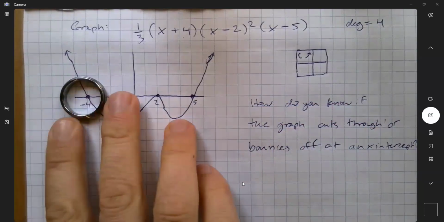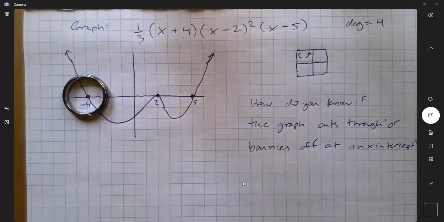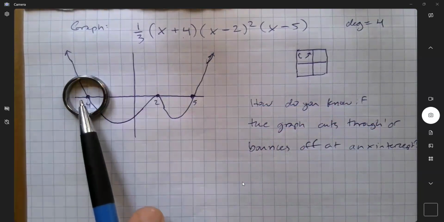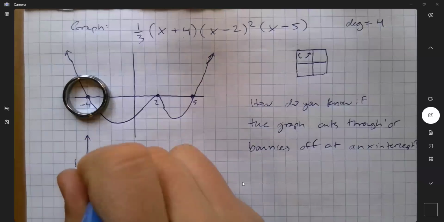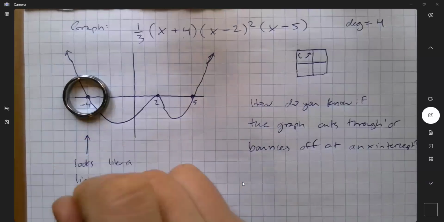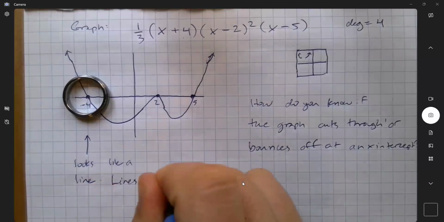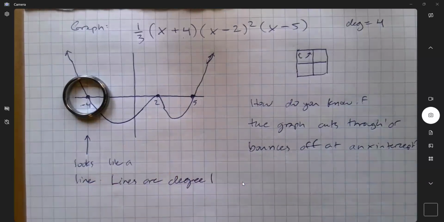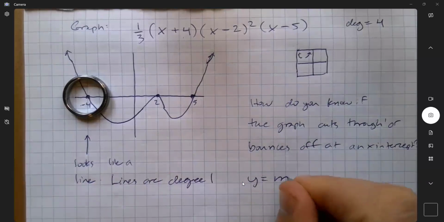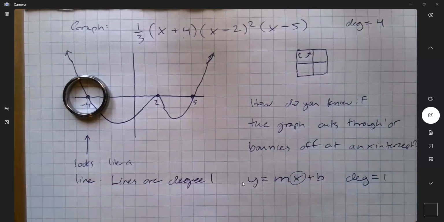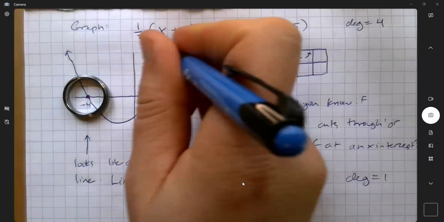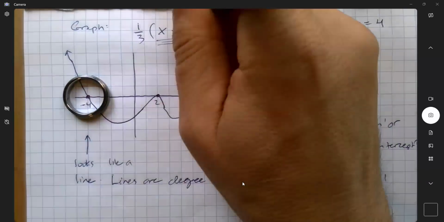Take a ring, make a small window, and inside that window, right here, that graph looks linear. It looks like a line, and lines are degree 1. Y equals mx plus b. The degree on that x term is 1. So this function that has a line looks like it's degree 1, and sure enough, the factor there is degree 1.